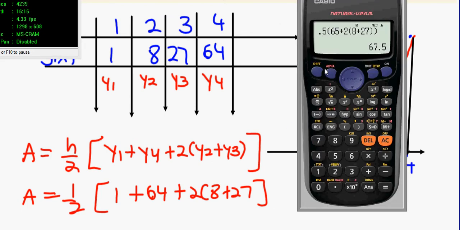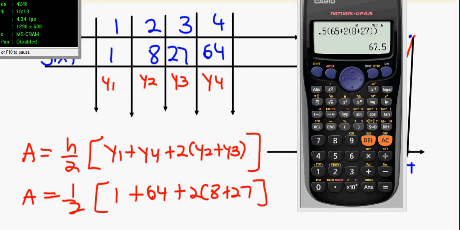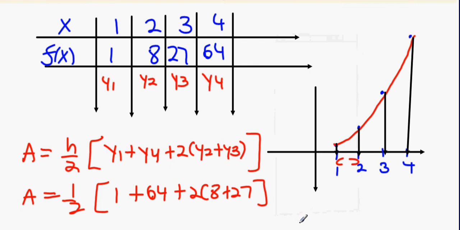Did I have it? Yeah, 67.5. 67.5 units squared. Okay, moving on.